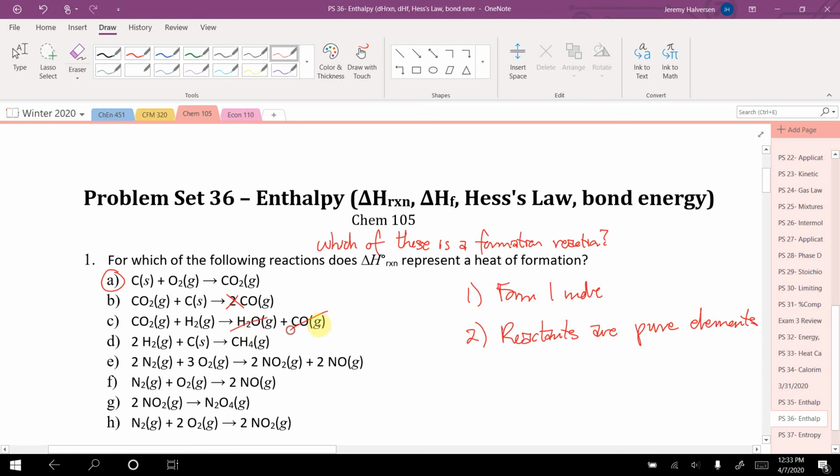This forms 2 different molecules, so that doesn't work. This forms 1 mole from pure elements. It's good. This forms 2 different products. That doesn't work. This forms 2 moles. That doesn't work. This forms 1 mole, but not from pure elements. So that doesn't work. This forms 2 moles, so that doesn't work. So only A and D, in this case, are formation reactions, and therefore in only A and D do the heats of reaction equal the heat of formation.